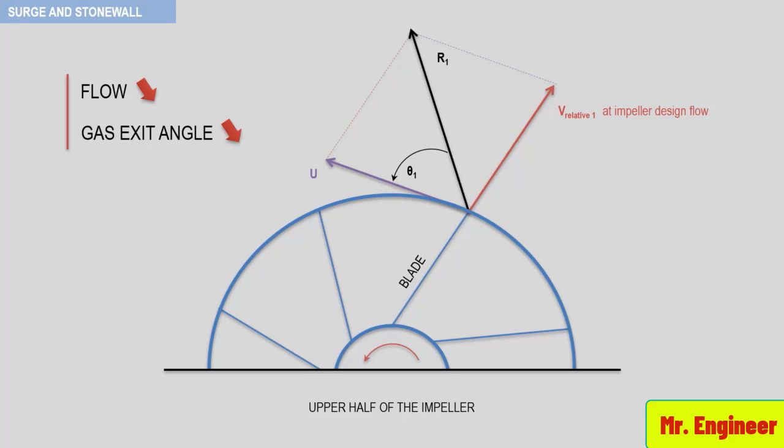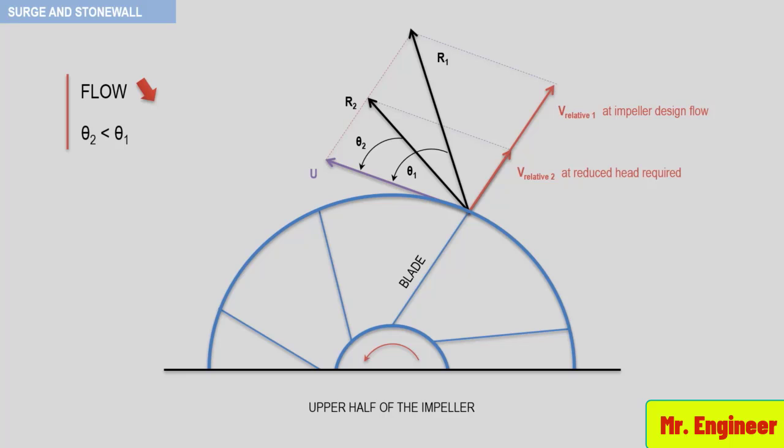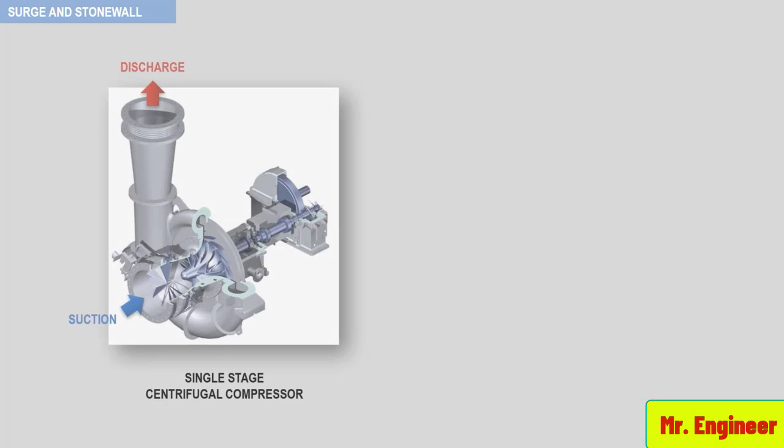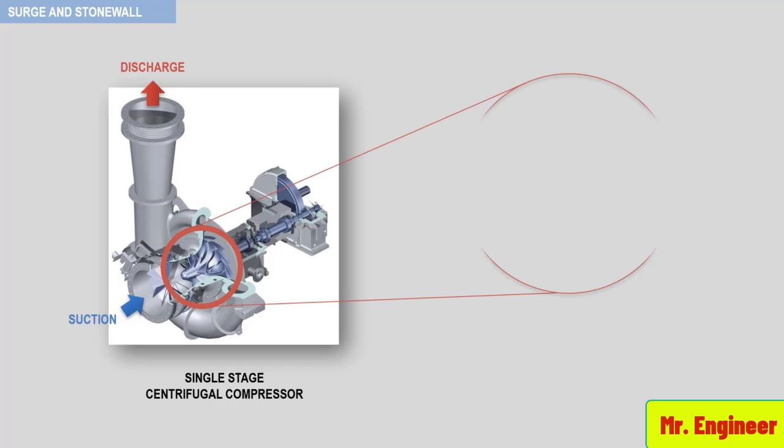Now, if the flow reduces, the relative velocity will reduce, and then will lead to a new absolute velocity r2. r2 will have a new gas exit angle θ2. So as you can see here, as the flow decreases, the gas exit angle decreases, and θ2 is lower than θ1. The gas exits the diffuser in a logarithmic spiral fashion. This is depicted in this simplified animation.